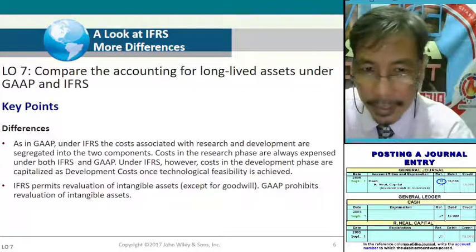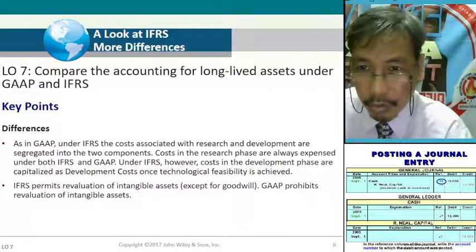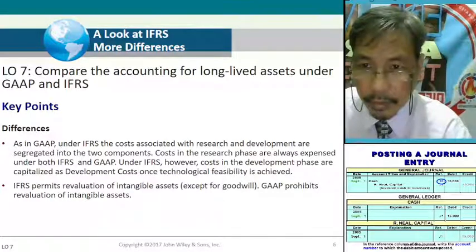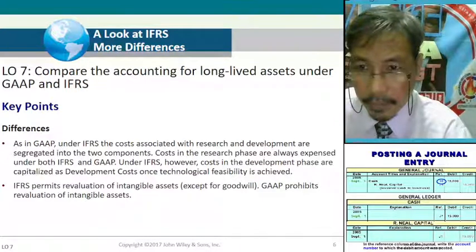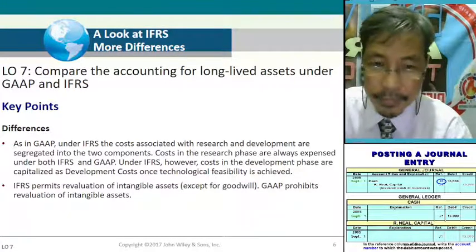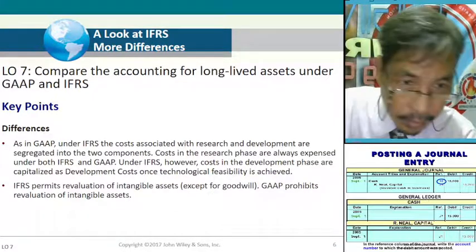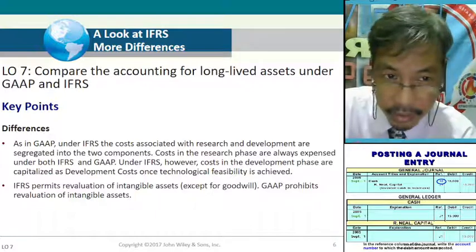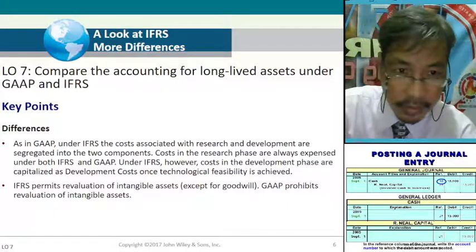As in GAAP, under IFRS, the cost associated with research and development are segregated into two components. Costs in the research phase are always expensed under both IFRS and GAAP. Under IFRS, however, costs in the development phase are capitalized as development cost once technological feasibility is achieved. There's a clear difference. Okay, research and development, cost in research, always expense under both. Expense.